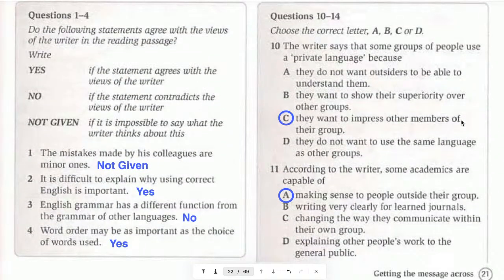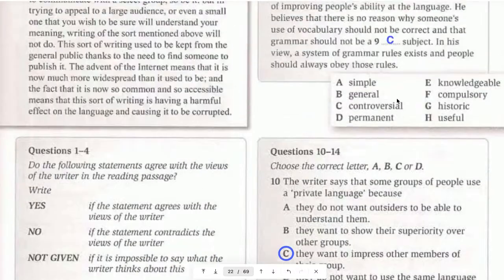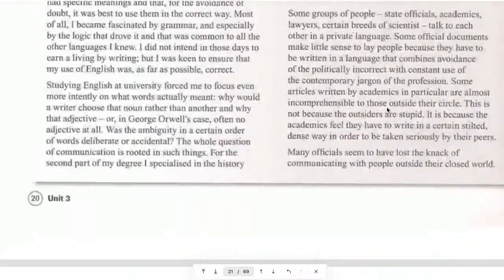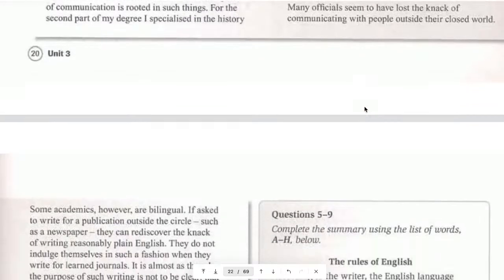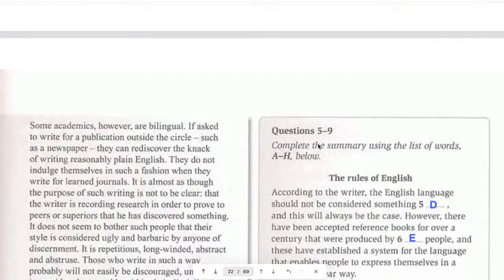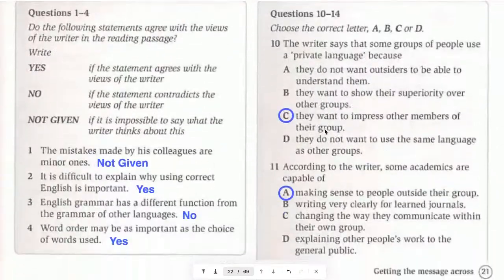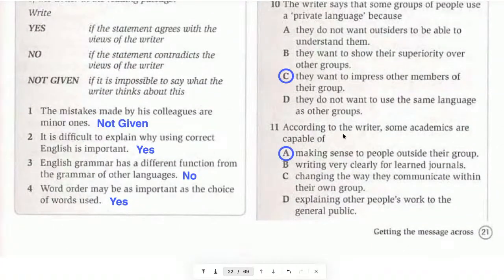So they want to impress other members of their group. It's just similar to in order to be taken seriously by their peers. Okay? Alright, now next one, 11. According to the writer, some academics are capable of, and what's the answer? A. Yeah, making sense to people outside their group.